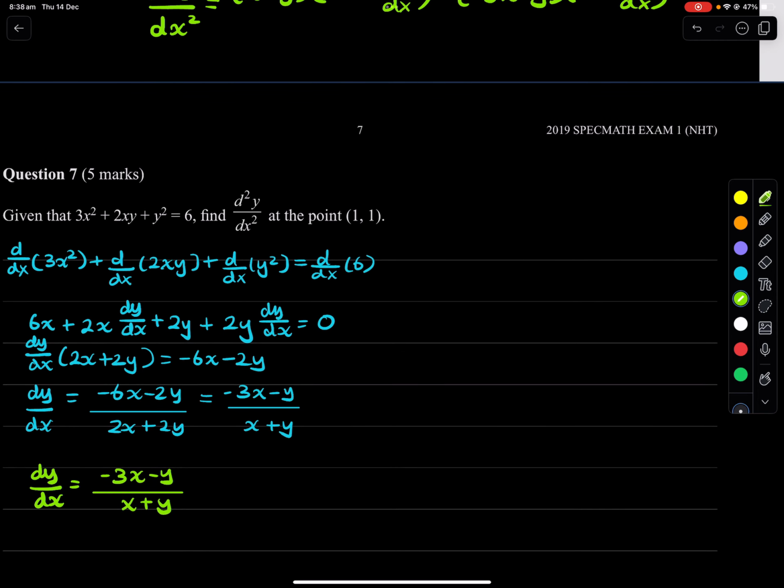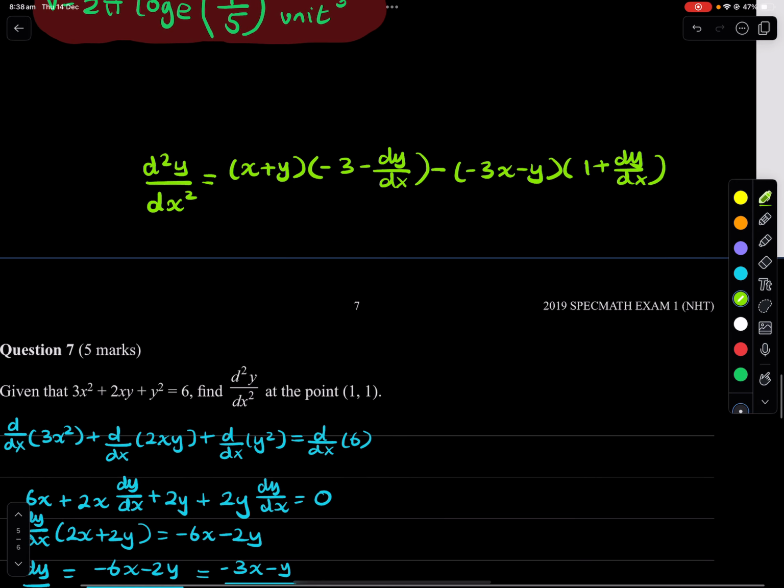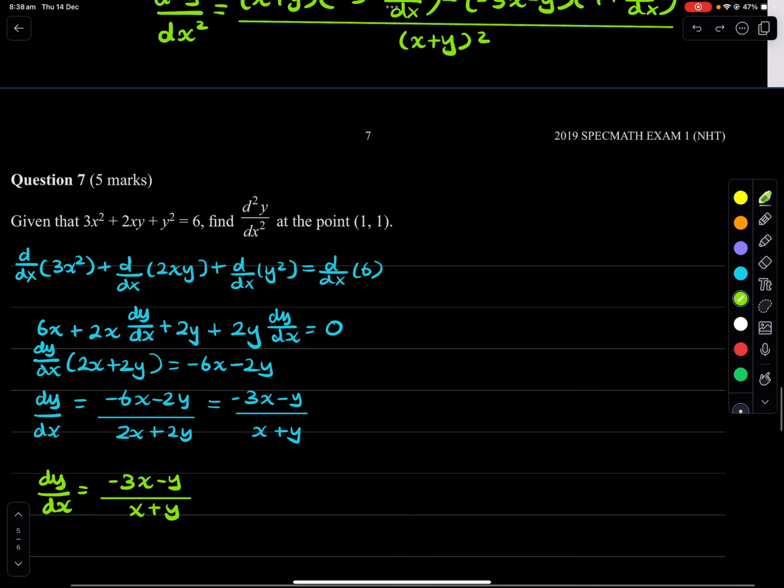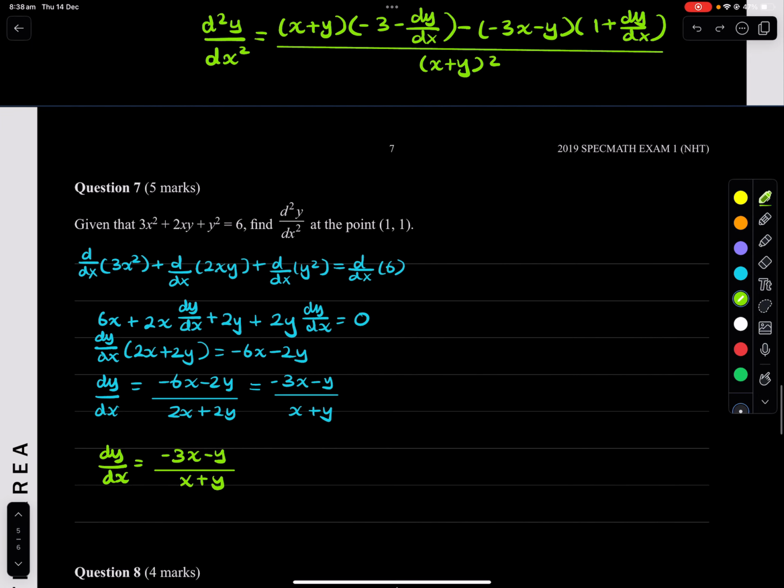So 1 plus dy/dx. Great. All divided by the bottom squared, so x plus y squared. X plus y squared. And that's your d²y/dx². Okay, now let's sub in the points for x and y, 1.